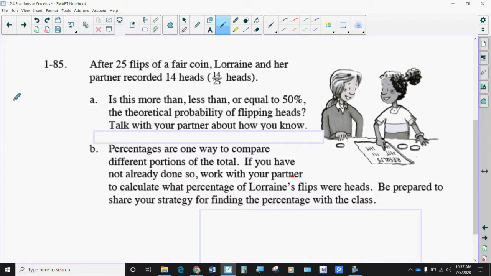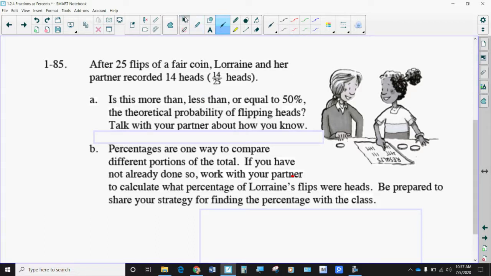You know that the theoretical probability of heads would be 1/2, right? So that's why we're comparing it to 50%. Go ahead and think about that. How do you feel about that? Is 14 out of 25 more than 50%? Is it less than 50%? Or is it the same as 50%?